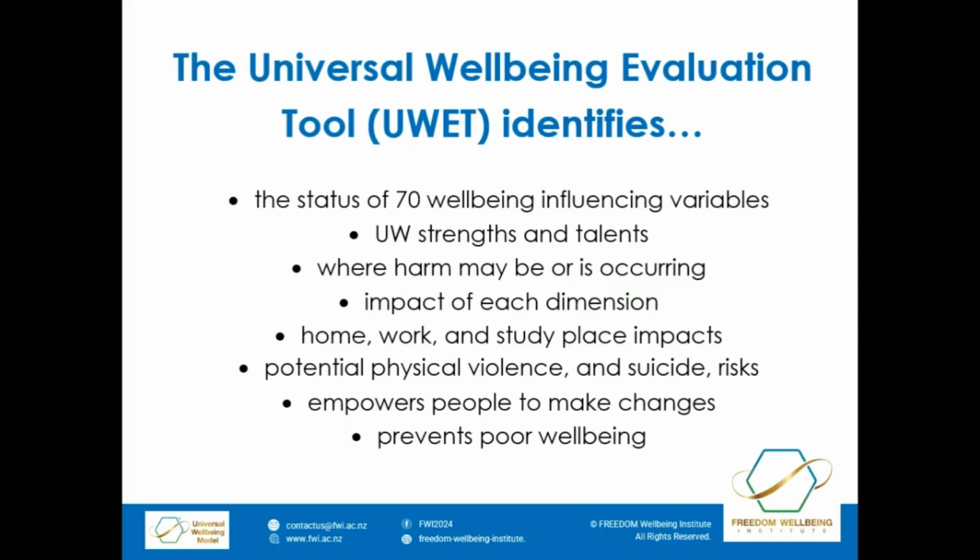So it could be that some of these support our well-being, and it could be that others are quite harmful. The tool also can identify risks, particularly of physical violence or suicidal ideation. And learning about and using this Universal Wellbeing Evaluation Tool can empower people to make changes, and its major purpose is actually to prevent poor well-being.